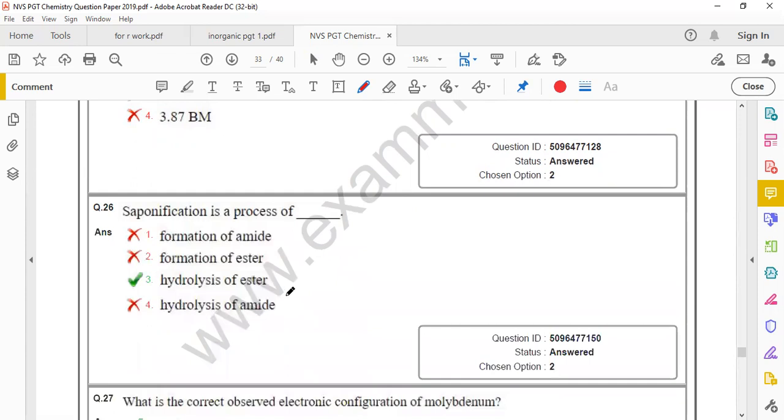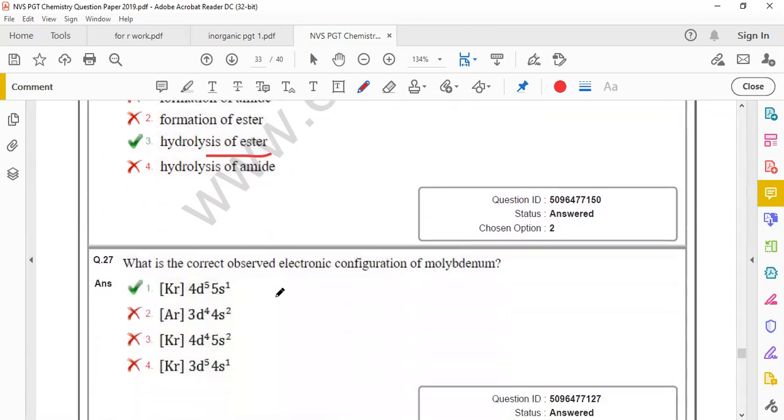Next question is, saponification is a process of, saponification जो process है वो क्या होगी? Formation of amide, formation of ester and hydrolysis of ester, right? In the saponification process, hydrolysis of ester will be taking place.